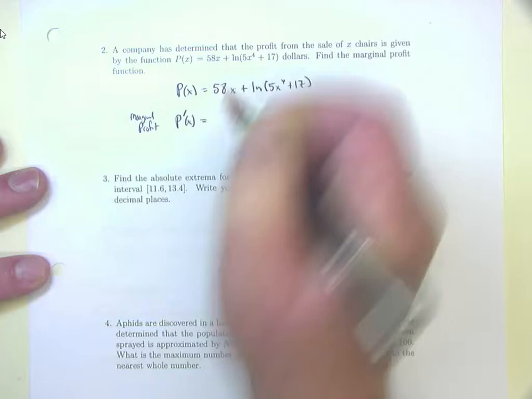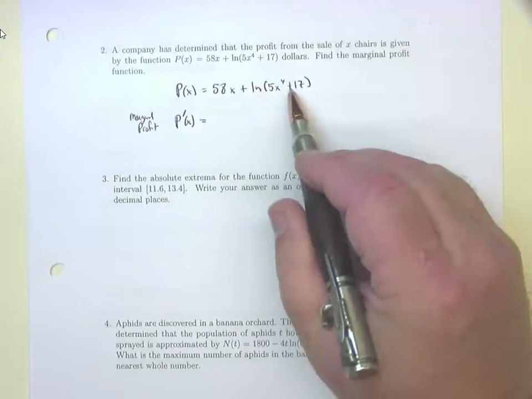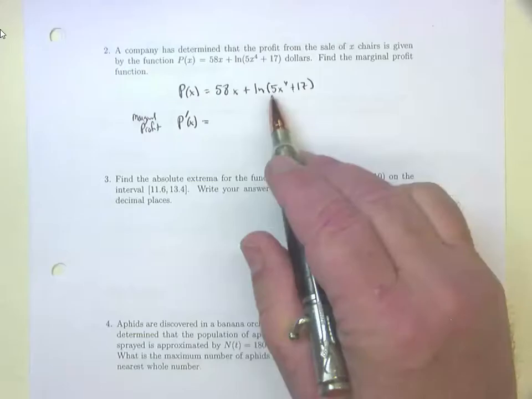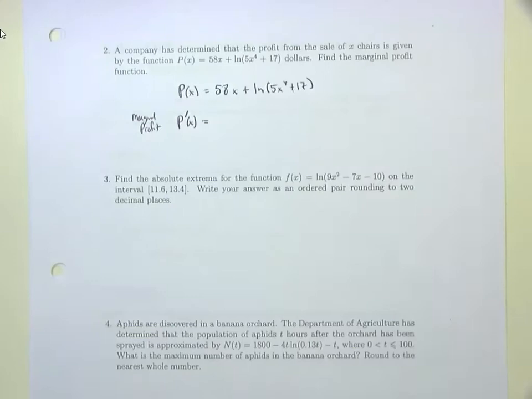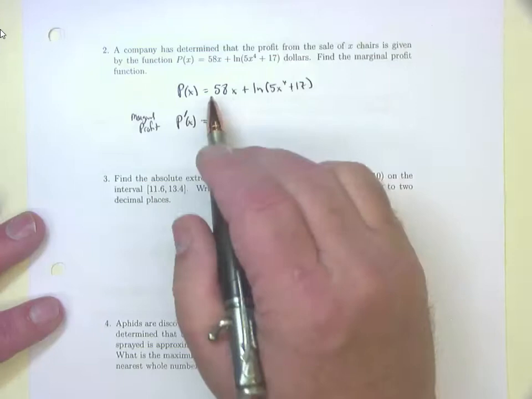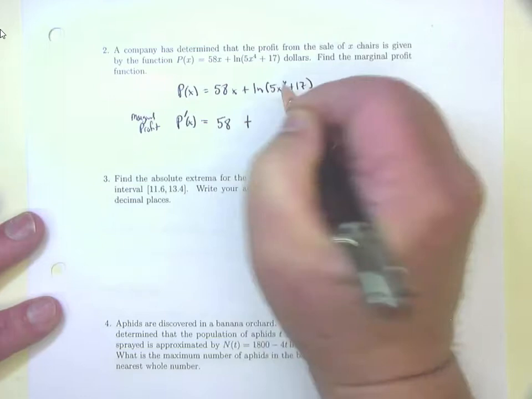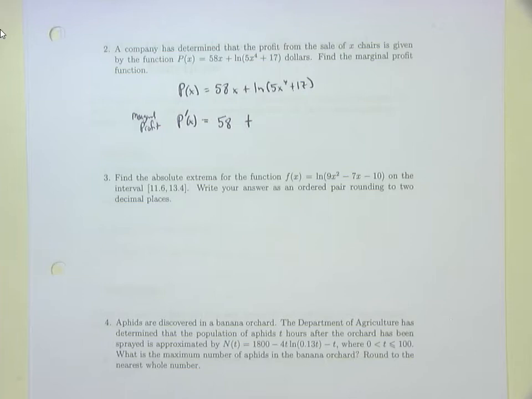Well, here we go. Looking at this guy, there's not much I can clean up because of that plus in there, you don't have natural log of something to a power. Just the first term has a power, and remember, you can't distribute logs or anything like that. So this is the best I can do. So just jump in with both feet and take the derivative. What's the derivative of 58x? 58 plus, what's the derivative of natural log of 5x to the 4th plus 17? Well, derivative of natural log of x is 1 over x. Derivative of natural log of a function is 1 over the function, chain rule, times derivative of the inside.